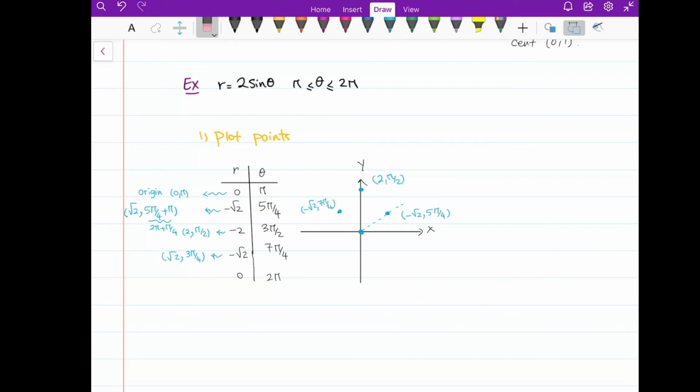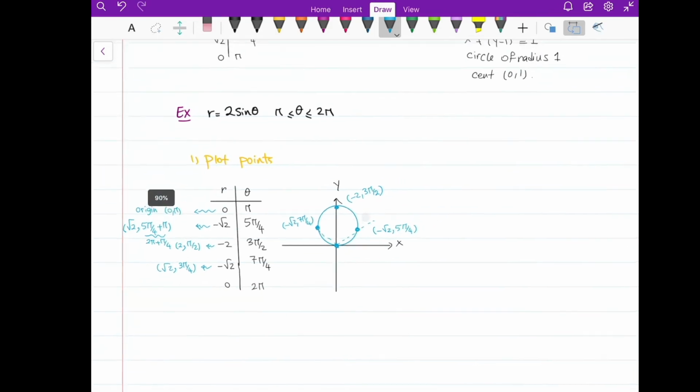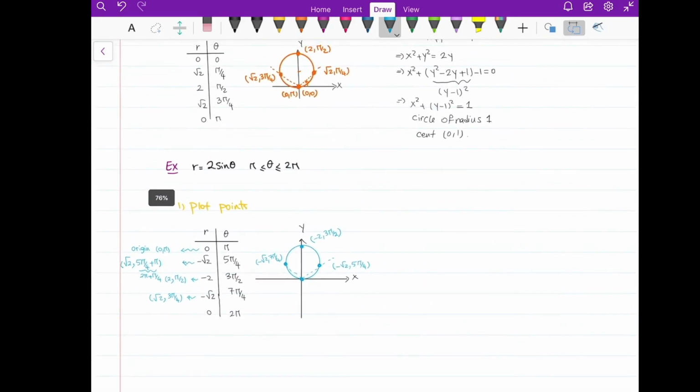It's just because, as I explained, when r is negative, we get the same point as when we flip it. Now let me connect them. I'm going to move this point just a little bit so that I have a nice circle in here. Okay, I get the circle of radius 1 exactly as before.